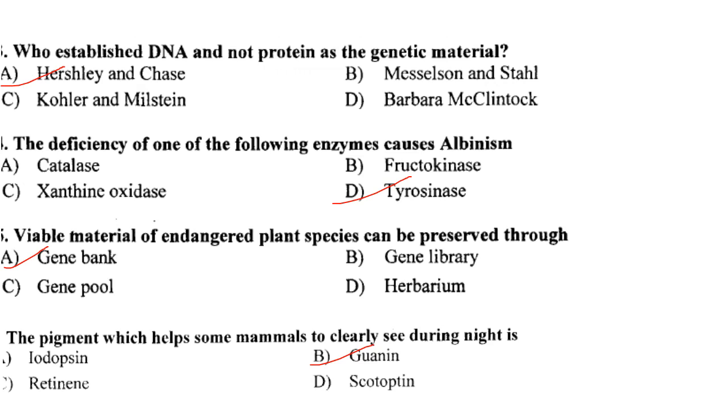Viable material of endangered plant species can be preserved through a gene bank. Answer is option A. The pigment which helps some animals to see clearly during night is guanine. Answer is option B.